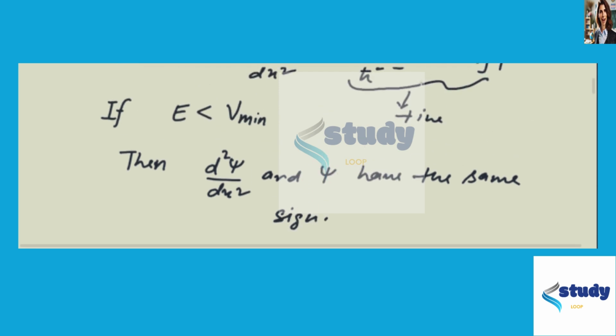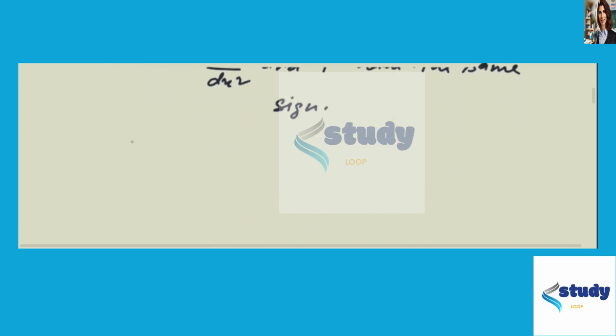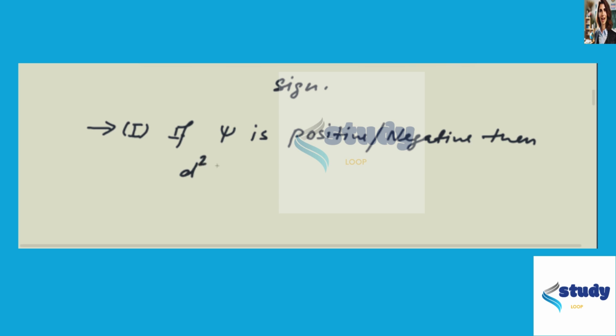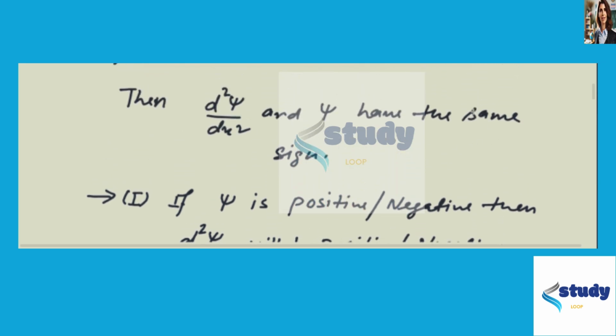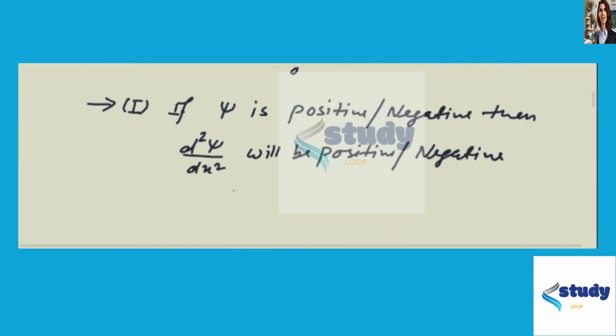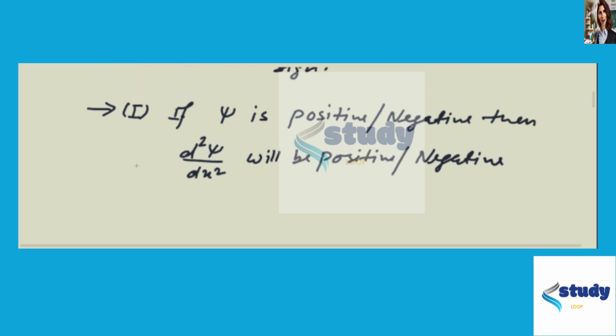If psi is positive, then d2 psi by dx square will be positive. So here, case number 1: if psi is positive or negative, then the second derivative, that is d2 psi by dx square, will be positive or negative. It means that if psi is positive, then the second derivative will be positive. If psi is negative, then the second derivative will be negative. It means the wave function always curves away from the axis.